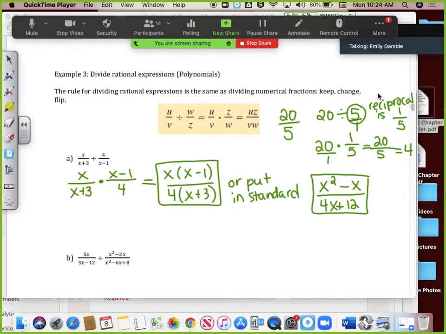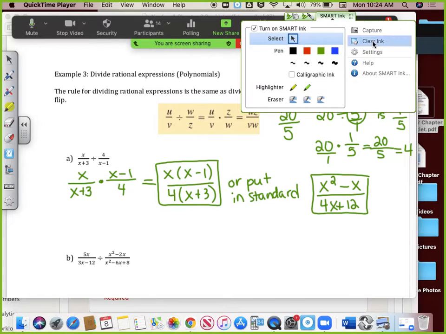It depends on the directions of the question. If it doesn't specify what form to put it in, leaving it like this is totally fine. If the directions are telling you you must put your final answer in standard form, you would then need to get rid of the parentheses by using the distributive property. So let's see how letter B works. Hopefully when we go to do these problems, we see some cancellations.